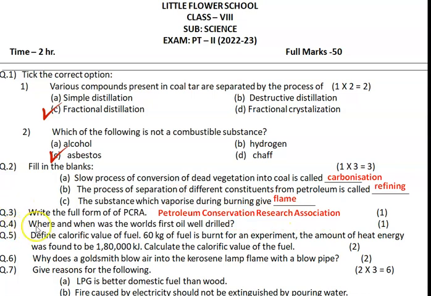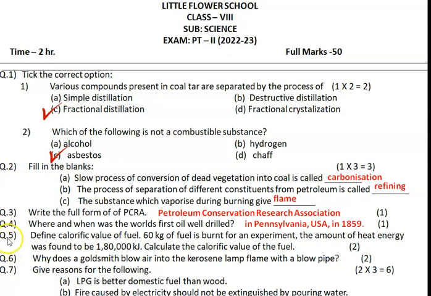Number 4, where and when was the world's first oil well drilled? So the answer is in Pennsylvania, USA in 1859. So here you can see all these questions have been taken directly from the textbook. So if you go through the textbook thoroughly, then I'm sure all these answers will come correct.